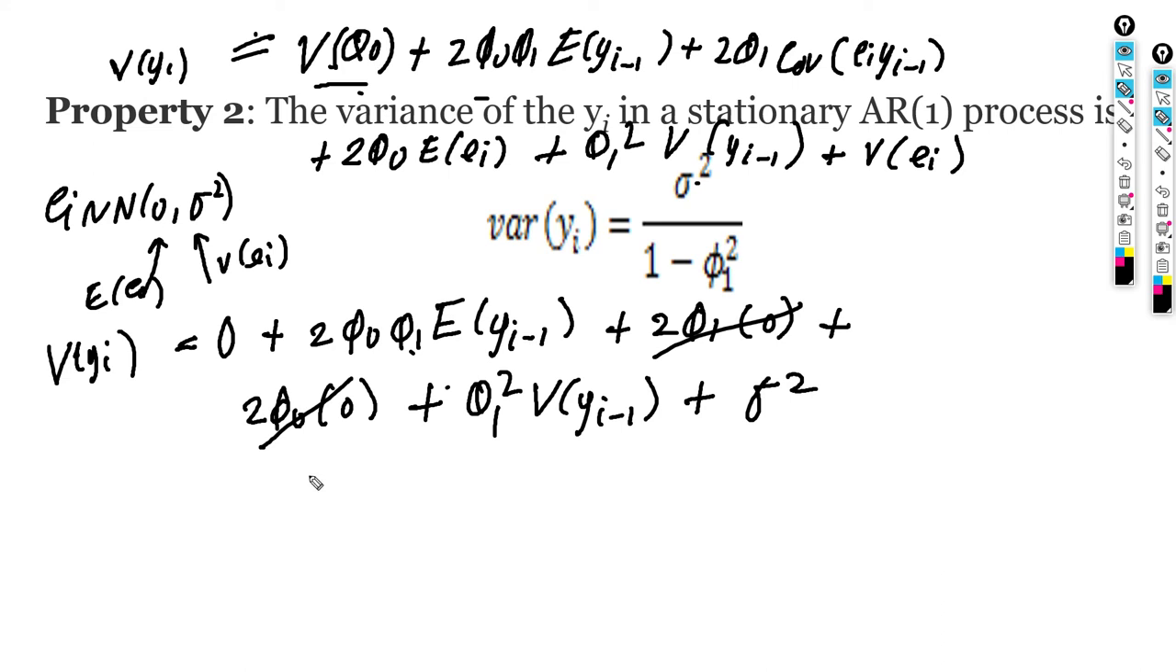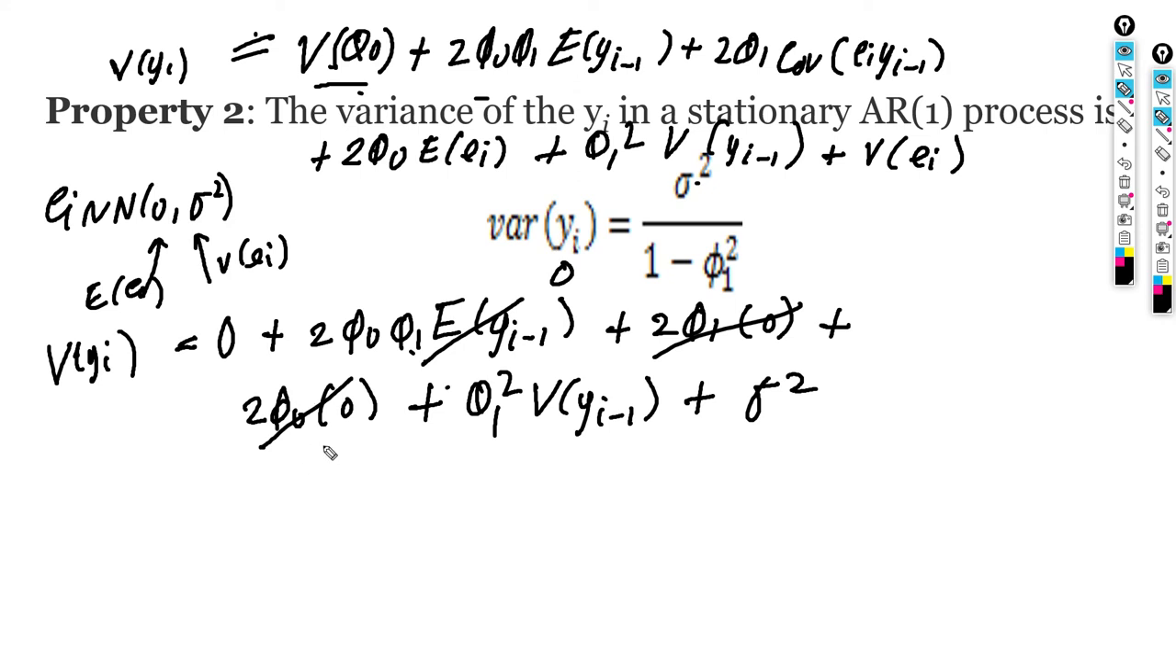We consider this a zero mean, so the concept of zero mean applies. The mean here, the expectation of y_{i-1}, is also equal to 0, because we consider the concept of a zero-mean time series. So this part is also equal to 0.